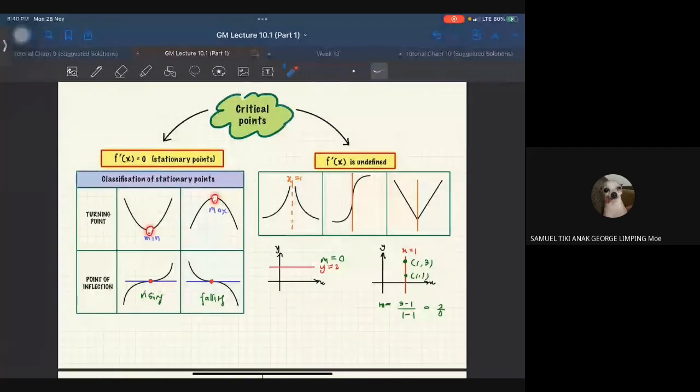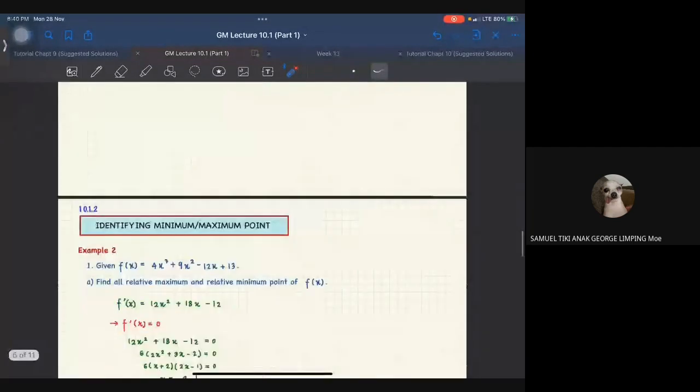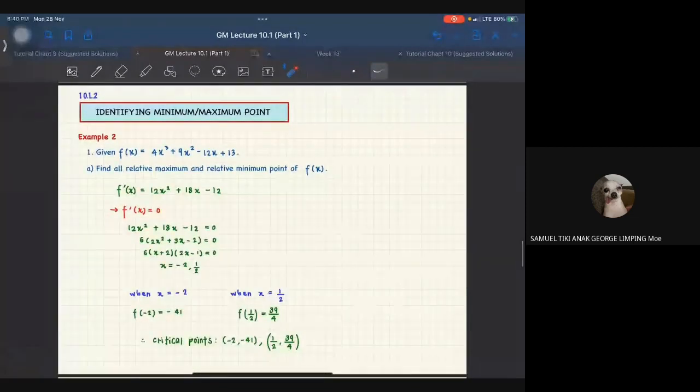So macam mana kita nak tentukan how to determine the critical points yang kita ada tu, dia minimum ataupun maximum? Ke dia bukan dua-dua? Okay, so kita nak tentukan benda tu sekarang. Okay, so jom. Let's take a look on how to determine it. Okay, so example yang saya ada sekarang ni, example 2, so saya ada satu quadratic function. Sorry, not quadratic, it's a cubic function. So I have 4x cubed plus 9x squared minus 12x plus 30. Okay, and then soalan cakap find all relative maximum and relative minimum point.